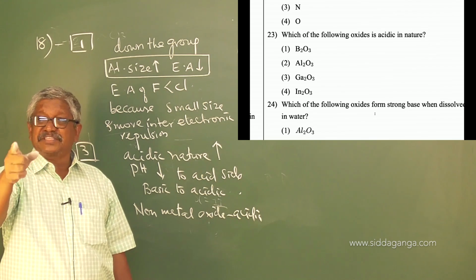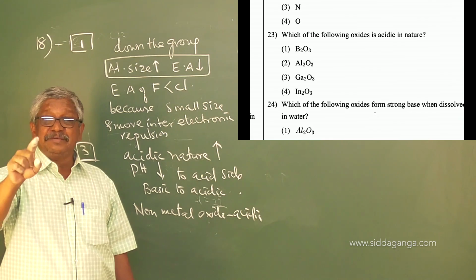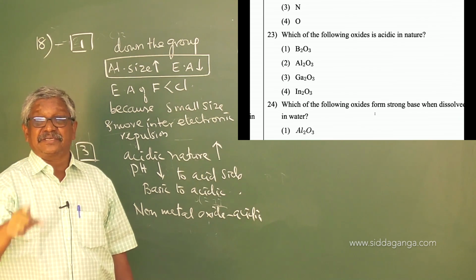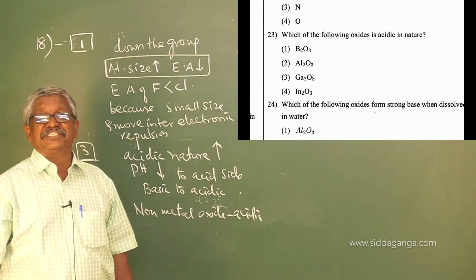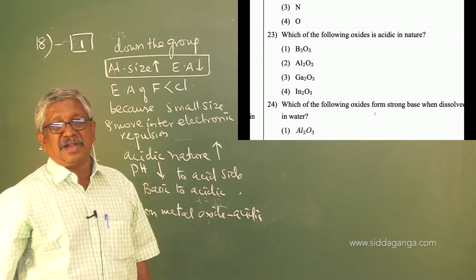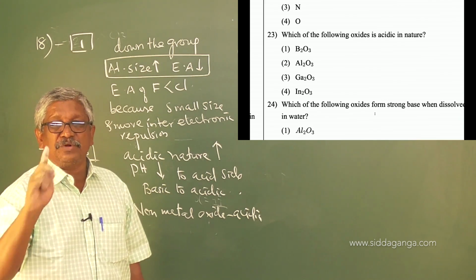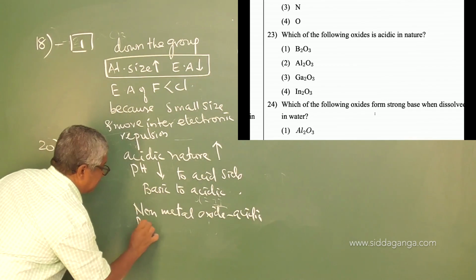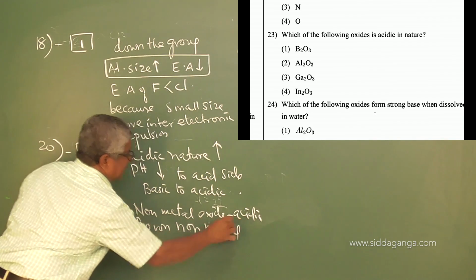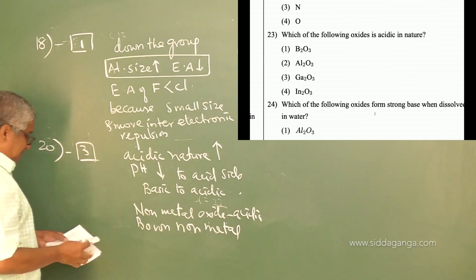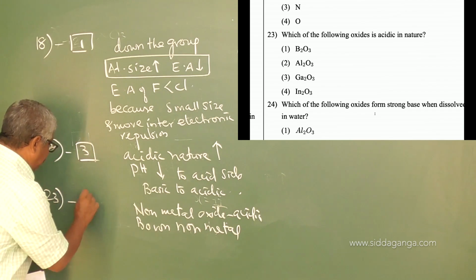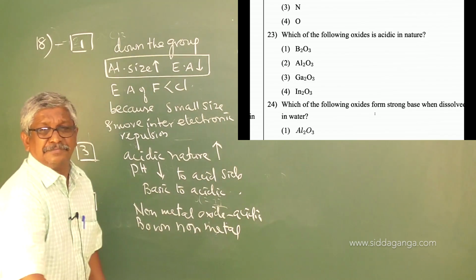So boron with oxygen gives boron trioxide. Aluminum, gallium, indium are metals. Metal oxides are basic in nature. So boron, B2O3, is acidic in nature. Of the four options, boron is the only non-metal. So non-metal oxides are acidic. So for question number 23, the option is 1.